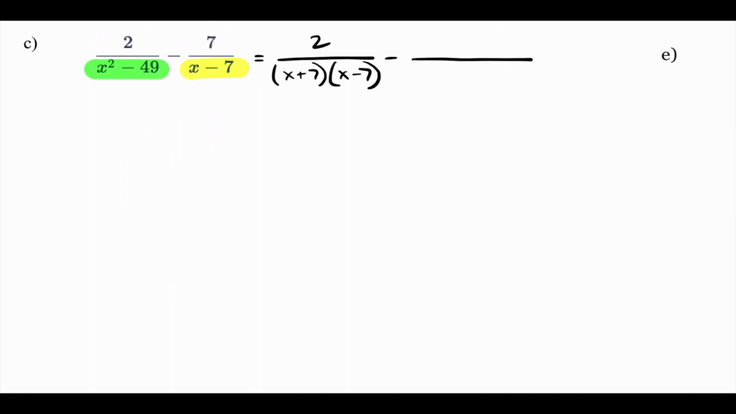The yellow is a binomial as well. That one has no GCF. That one's not difference of squares because it doesn't have a squared, and 7 is not a perfect square. So the second one is going to stay x minus 7 with a 7 on top. Step 1 done. Step 2, make them the same. Make the bottoms the same. What's missing? Well, the second denominator is missing an x plus 7.